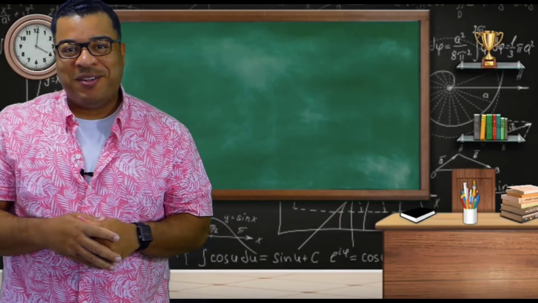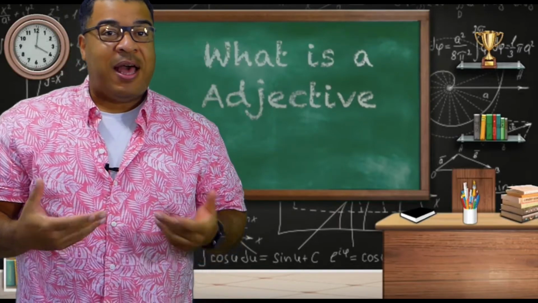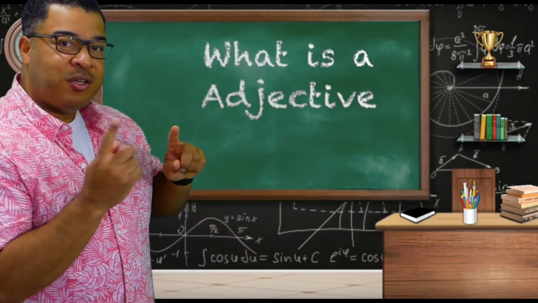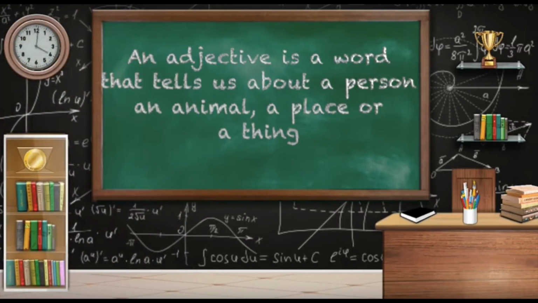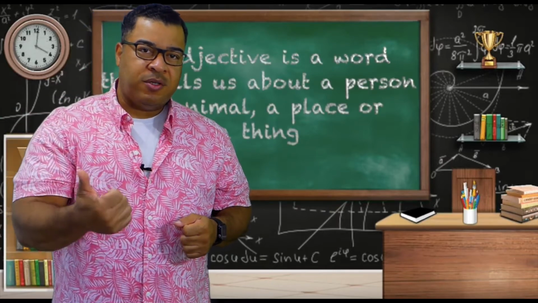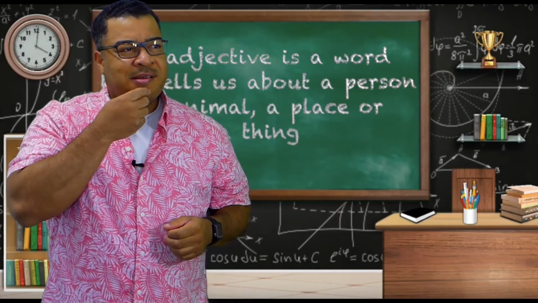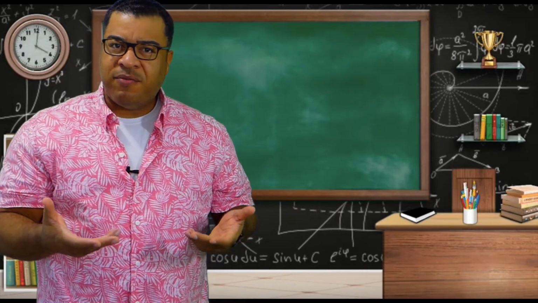Okay, let's get started with today's video. So today we're going to talk about the grammar point adjectives. What is an adjective? First, let's take a look at the definition of what an adjective is. An adjective is a word that tells us about a person, an animal, a place, or a thing. Wow, so an adjective tells us about a person, a place, an animal, or a thing? Where have I heard that before? That sounds very familiar.